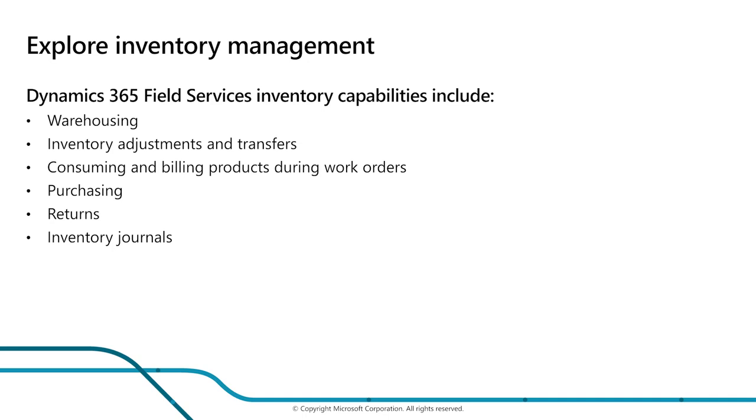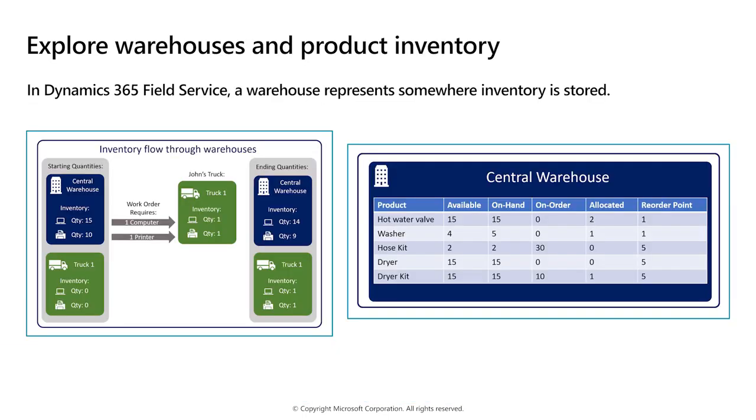The capabilities within Dynamics 365 Field Service around inventory include things like warehousing, inventory adjustments and transfers, consuming and billing products during the work orders, purchasing, returns, and inventory journals. So we're now going to take a step through each of these, just at a high level, to be able to understand them. So if we take a look at warehouses and product inventory.